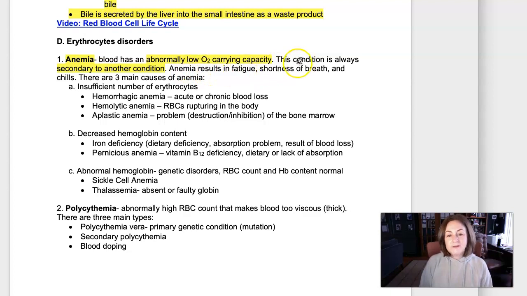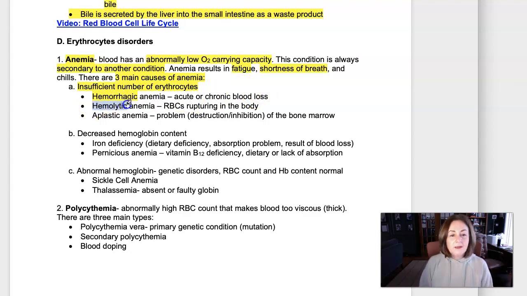But because anemia is low oxygen carrying capacity, the symptoms make sense. Fatigue, shortness of breath, chills. The 3 main causes of anemia are insufficient numbers of red blood cells. Why would we have an insufficient number of red blood cells? You had a hemorrhage. That's hemorrhagic anemia. So if there's an acute or a chronic, maybe internal blood loss that we're not aware of, that would trigger us to look for something going on.